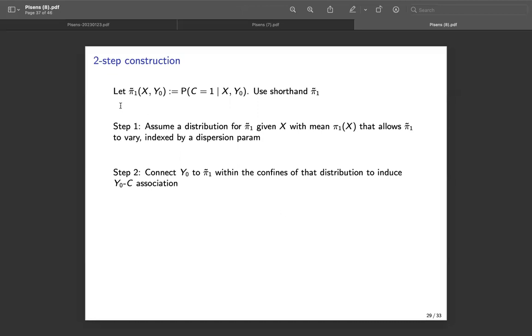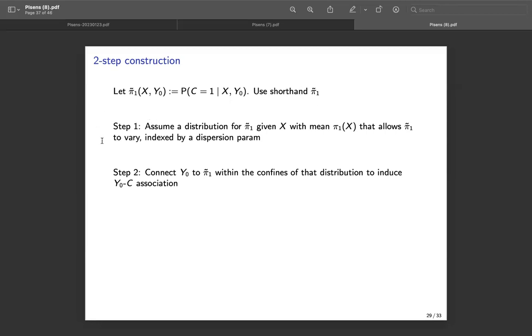First, some additional notation. Let pi tilde 1, a function of x and y0, denote the probability of being a complier given both x and y0. We're going to use the shorthand pi tilde 1. Earlier we said that the probability of C equals 1 given x is the principal score. We can think of pi tilde 1 as an outcome-specific principal score, and pi 1 given x is like an outcome agnostic principal score.